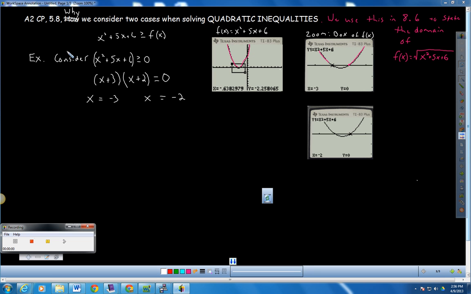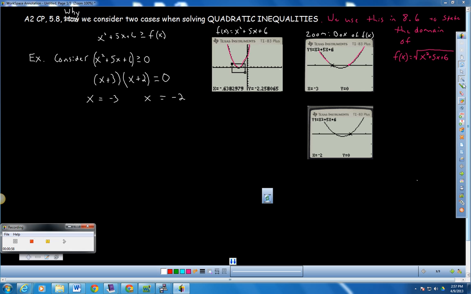I'm coming at you today, right now, via the World Wide Web and YouTube, to explain how and why we consider two cases when solving quadratic inequalities. We kind of just glanced over this the first time, and then we get to 8.6. In 8.6, we use this to state the domain of f of x equal to the square root of x squared plus 5x plus 6. So we start to study these radical functions, and we need to know the domain. To get the domain, you need to go all the way back to 5.8 and considering quadratic inequalities.